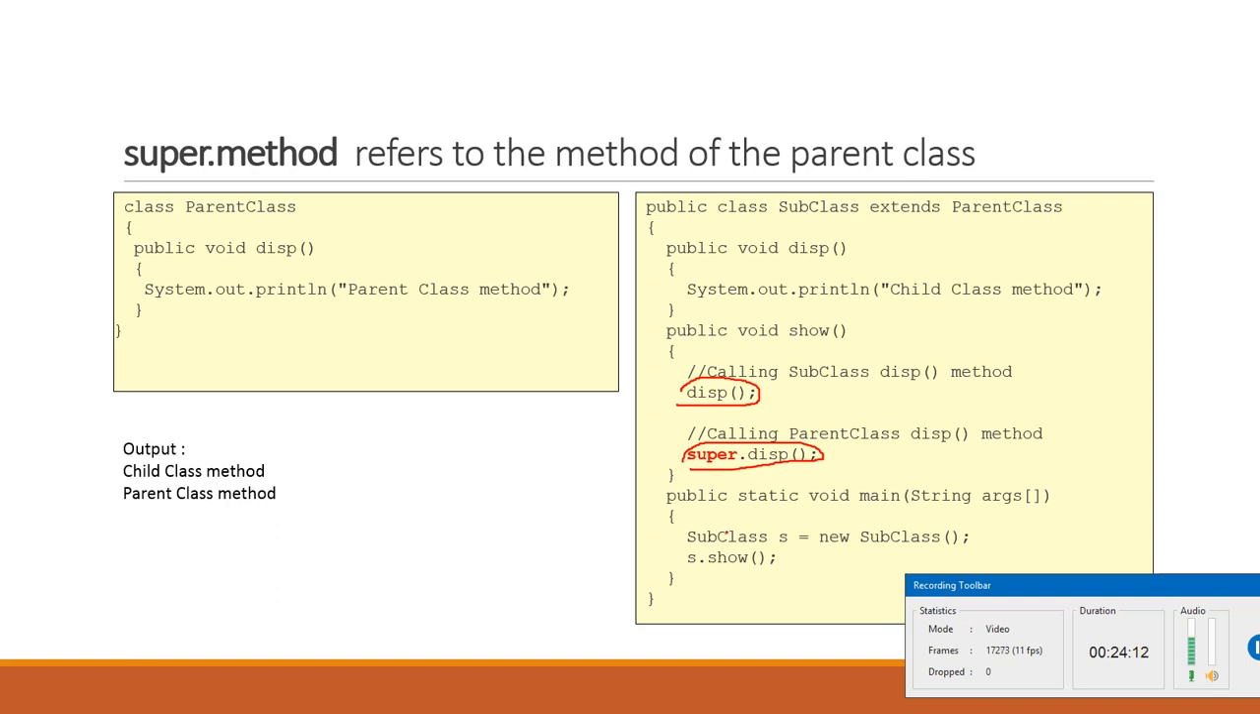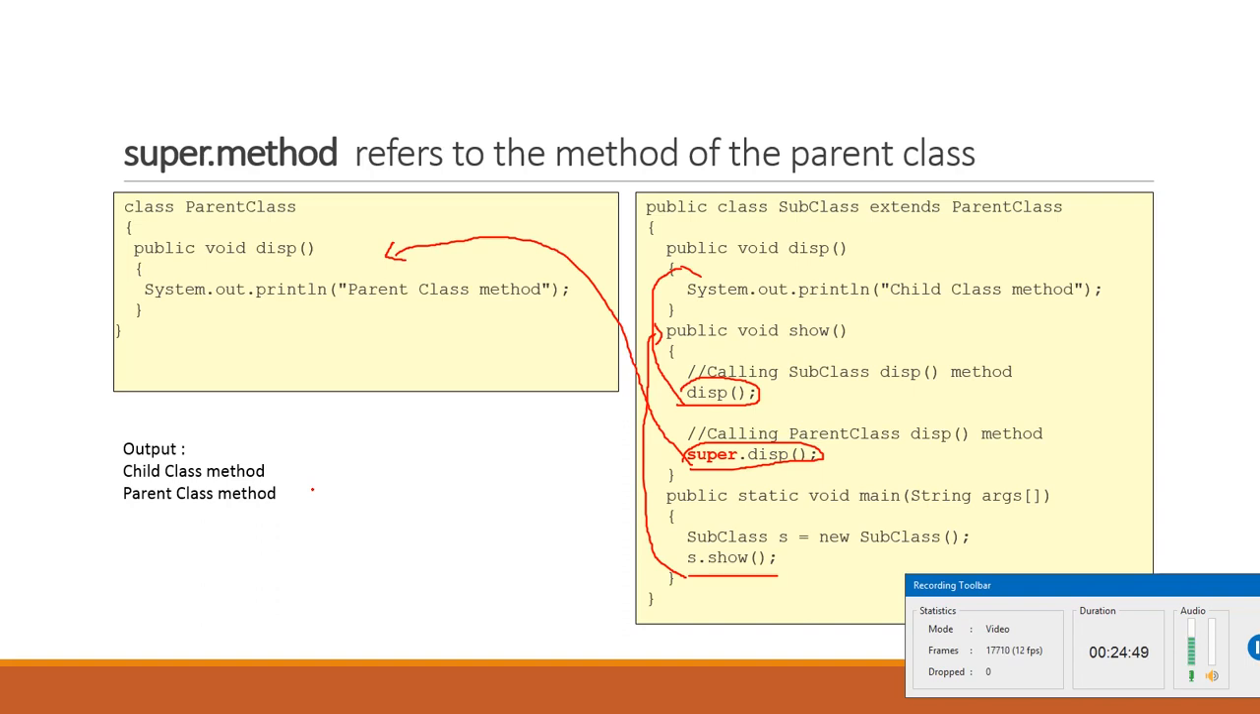So what will be printed when s.show is executed? Control will go to the show method, disp. Now the disp method of the child class will be executed first. It will print child class method. Then the next statement is super.disp. So super.disp will take the control to the disp method of the parent class and will print the parent class method. So now the super keyword, what is the purpose of the super keyword? First is to call the parent class constructor.